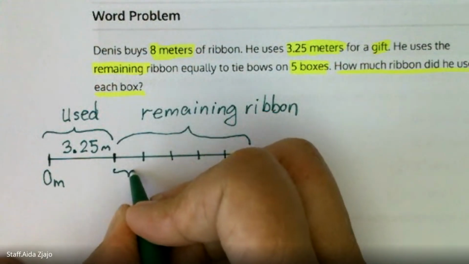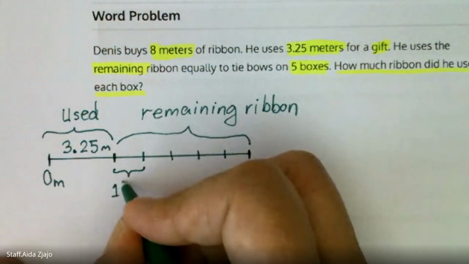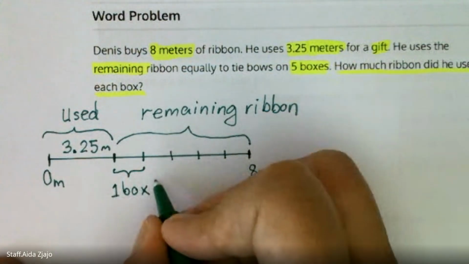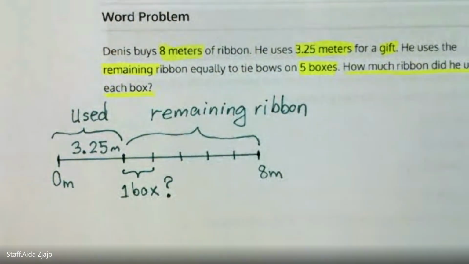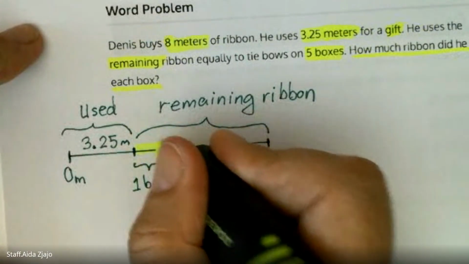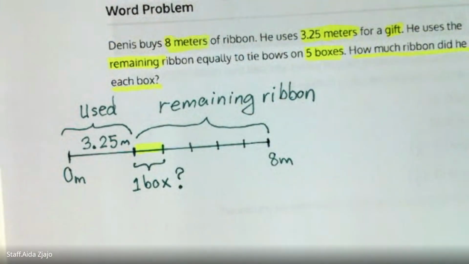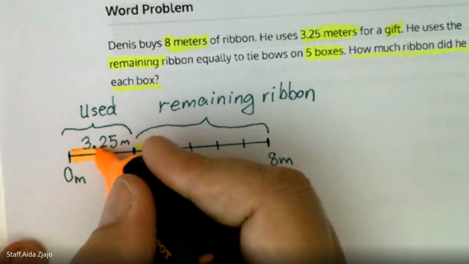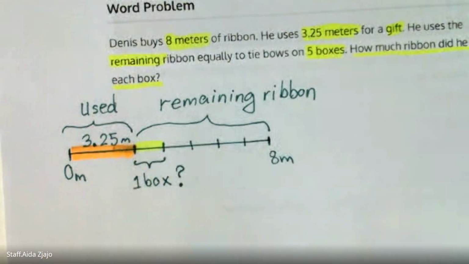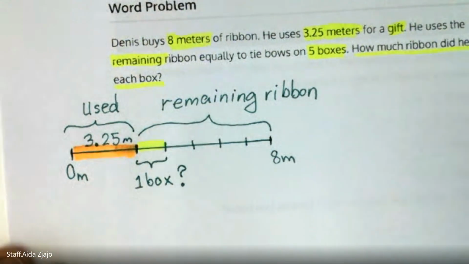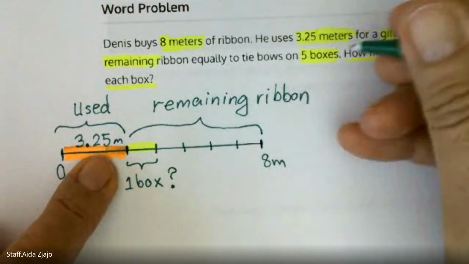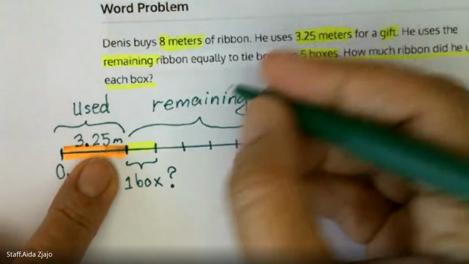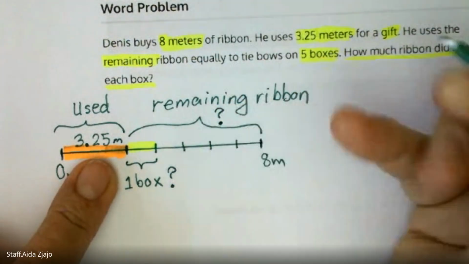The question is, how much ribbon did he use in each box? This represents 1 box, which is a question mark. We need to figure out how much is this 1 part of the remaining. He already used this much, so we don't need to worry about that. But we need to know how much is remaining if he used 3 and 25 hundredths meters. So remaining is still unknown, so that's also a question mark.